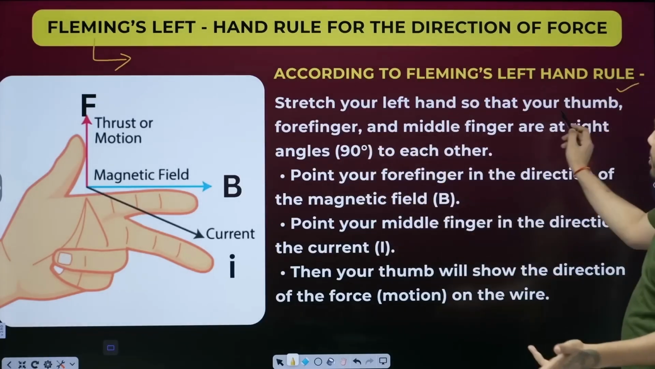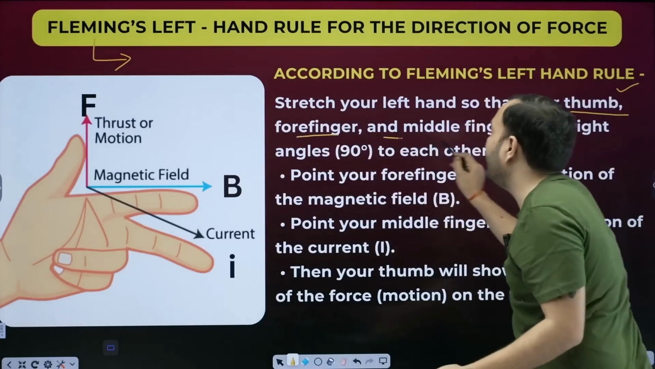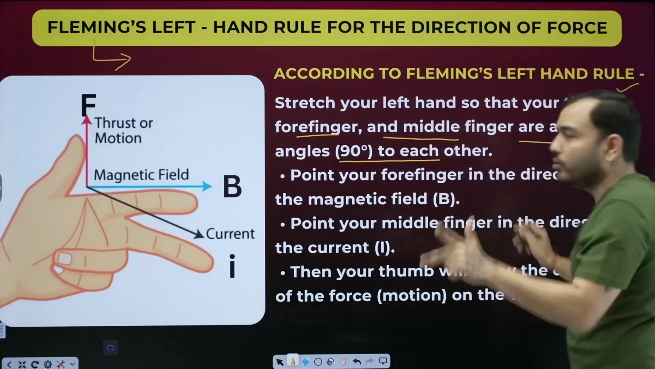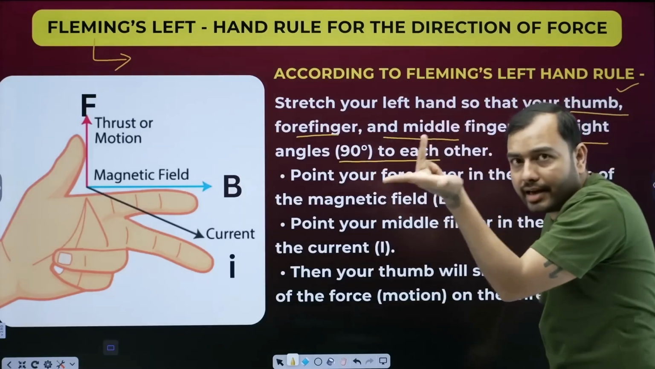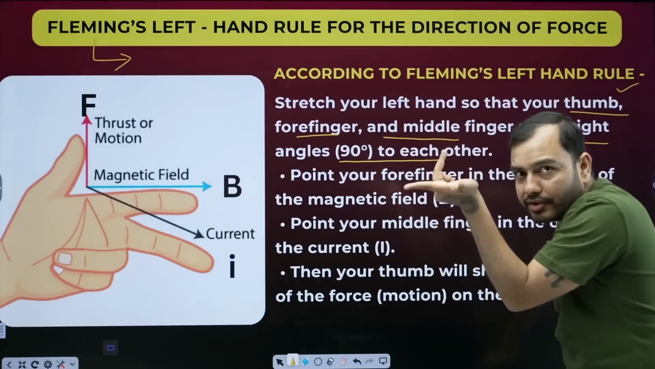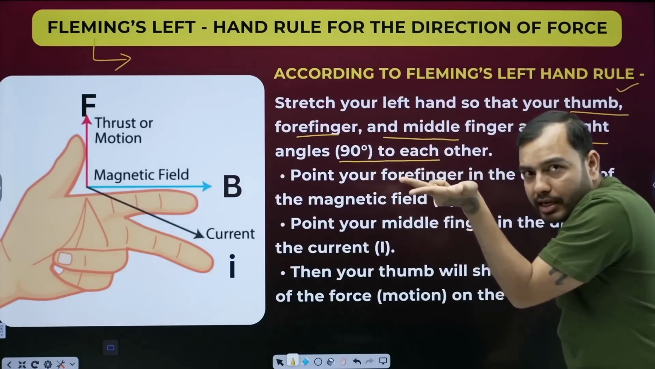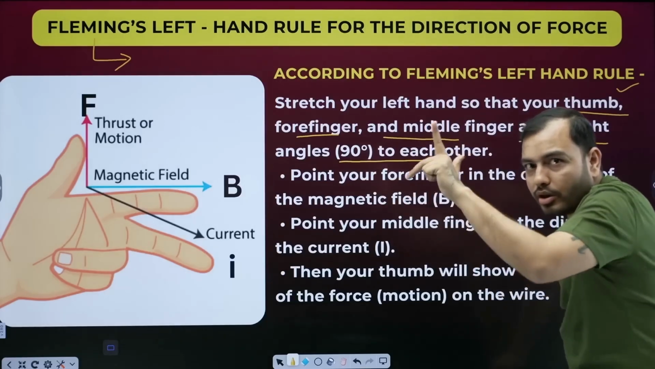So that your thumb, forefinger and middle finger are at right angles to each other. At what angle should all three be? At right angles. Look at it like this. Place it like this. All three fingers are placed like this. Just lift the middle finger up like this.